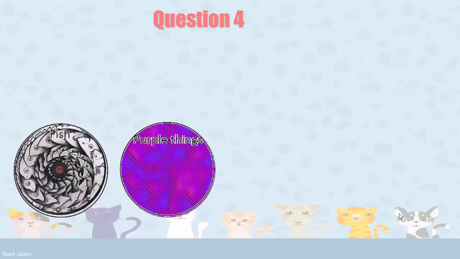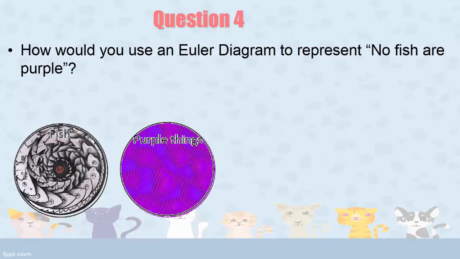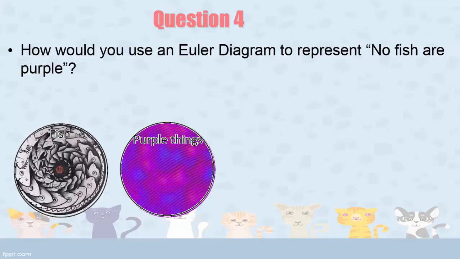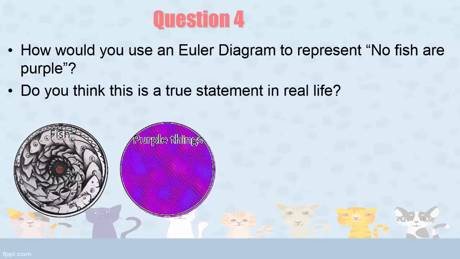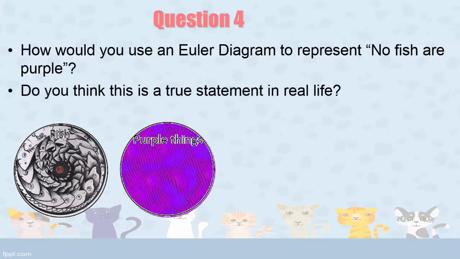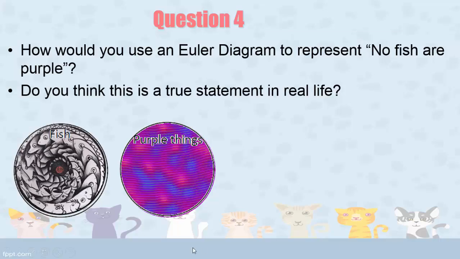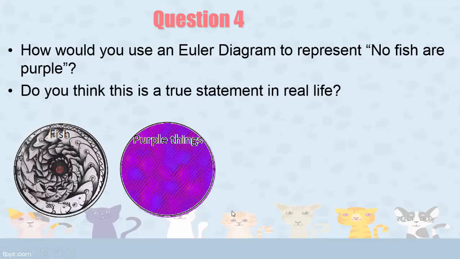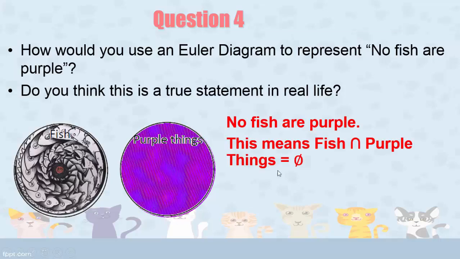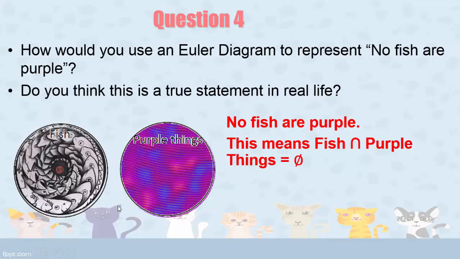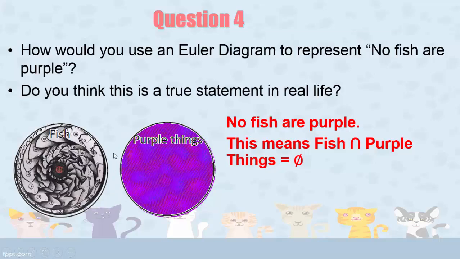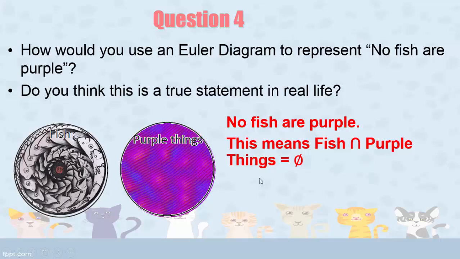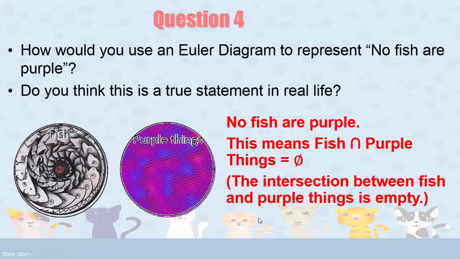Let's look at example number 4. How would we use Euler diagrams to represent no fish are purple? And do you think that this statement is true in real life? Well, if you think it's true and that no fish are purple, then the intersection is just the null set. There is no intersection set. So the fish intersect purple things is 0, or the empty set.